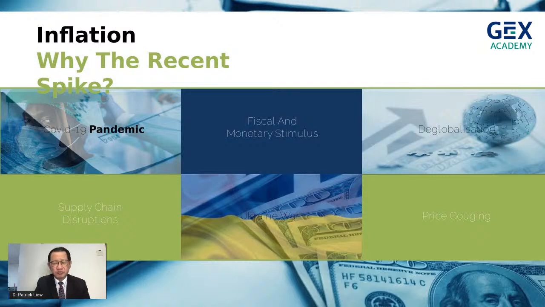Why the recent spike in inflation? I think predominantly it has to do with the COVID-19 pandemic. The pandemic has affected effectiveness and efficiencies of many companies and organizations. It has caused production of many goods to go down. The pandemic has also created disruption of the supply chain.